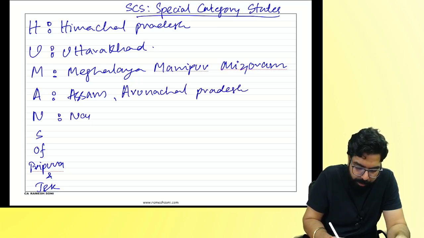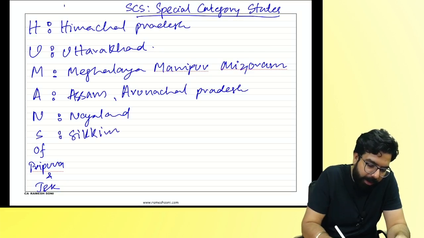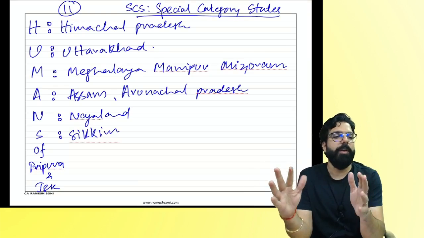N for Nagaland. S for Sikkim. These are the 11 special category states. Can you tell me what the 11 special category states are?